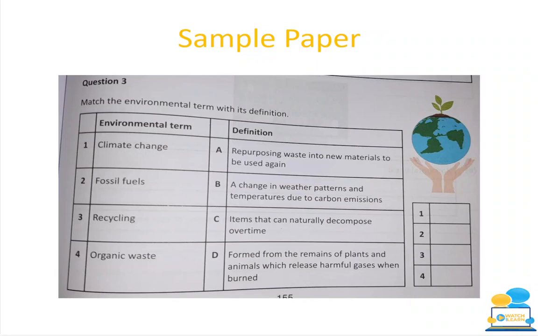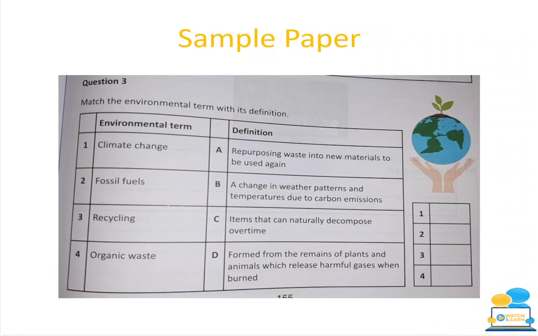Next up is fossil fuels. So I know that A isn't it. C, items that can naturally decompose over time. No, it's not going to be that. D, formed when the remains of plants and animals which release harmful gases when burned. So I do know that harmful gases is to do with fossil fuels. So therefore, where it says 2, I'm going to write number D.